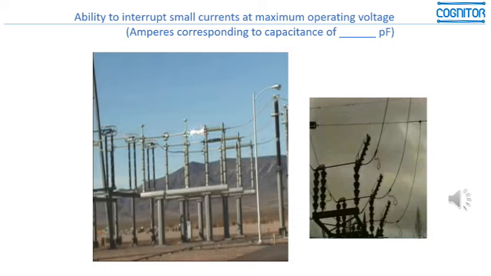In case of some disconnectors or some load switches, it's required to have the ability to interrupt small currents at maximum operating voltage. Usually when you do this, you need to specify the values of the amperes that should be interrupted, referring to a certain value of capacitance. Usually these values are values of capacitance of the bus bars which are near the isolator, that disconnector in the substation. Here in this movie you may see a single operation of this type, just for information.